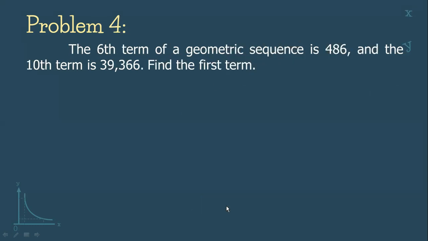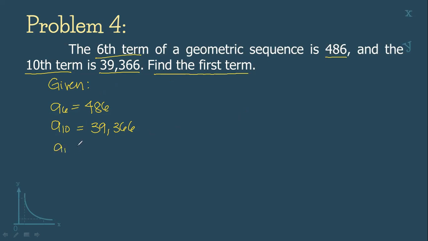So for problem number 4, the sixth term of a geometric sequence is 486 and the 10th term is 39,366. Find the first term. So again, we need to identify first the given. In this problem, the given are the sixth term, which is 486. So we have here a sub 6 is equal to 486. And also the 10th term, which is 39,366. So we have here a sub 10 is equal to 39,366. And we have here the question, find the first term.